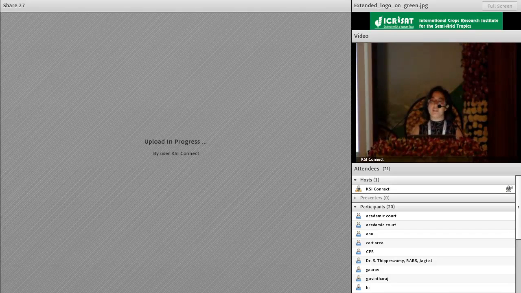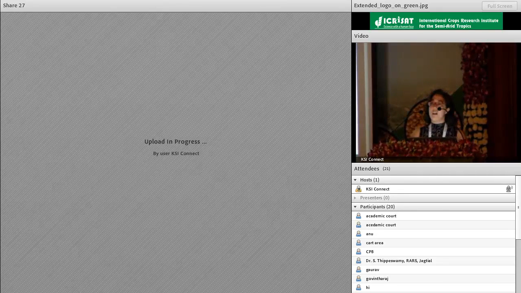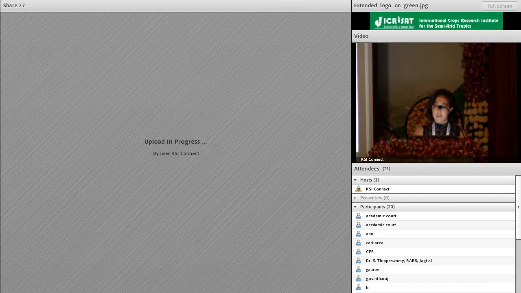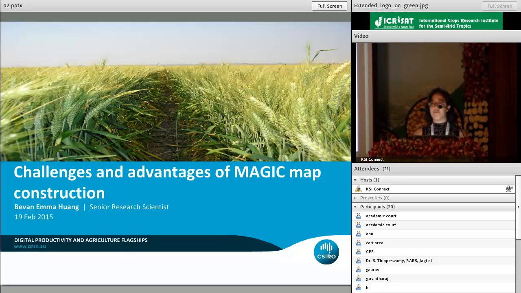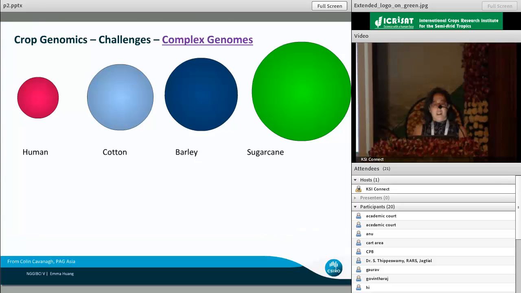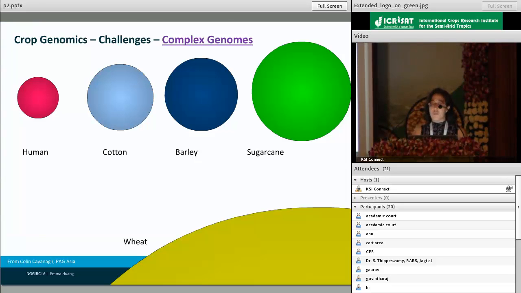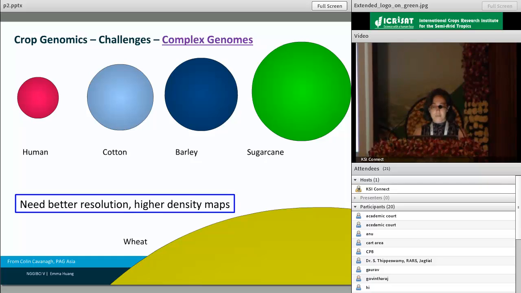MAGIC populations have now been developed in a number of model organisms: mouse, Arabidopsis, Drosophila, and then a number of crops. On the left here I have rice, wheat, maize, but they've also been developed in durum wheat, in tomato, in oats, and in chickpea and pigeon pea here at ICRISAT. And there are more of them every year, actually.